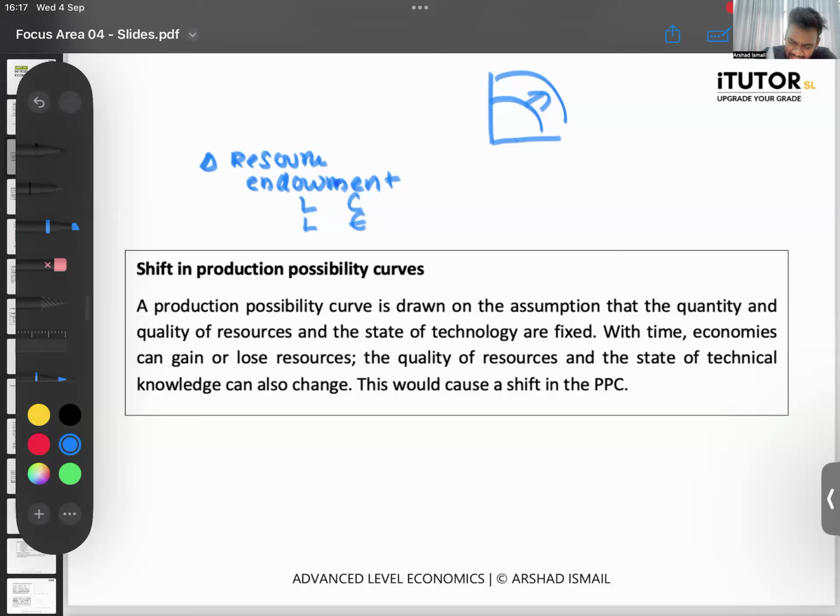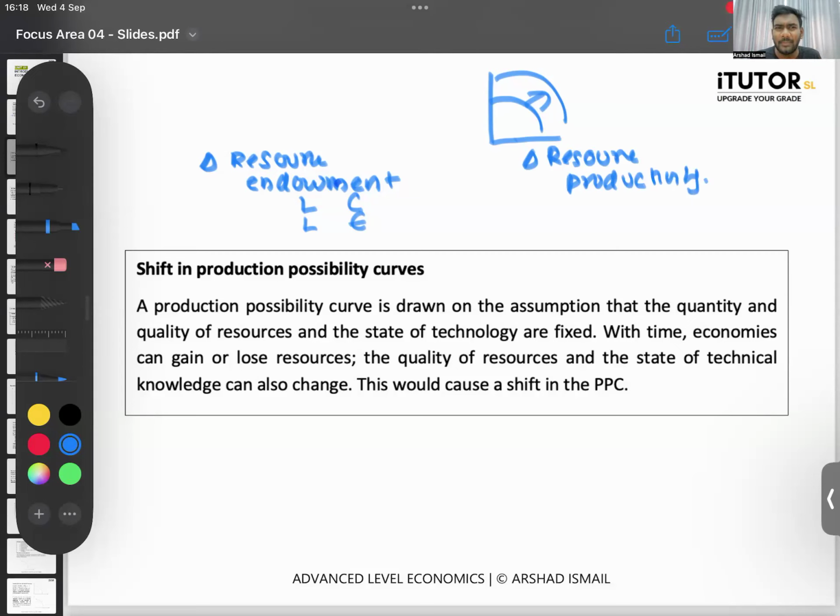Okay. Then another reason I told you when the PPC can shift. One is if your resource endowment changes. And the second reason is if your resource productivity changes, or we say factor productivity. So if your factor productivity changes, let's say they say technology improves, the PPC can shift to the right.